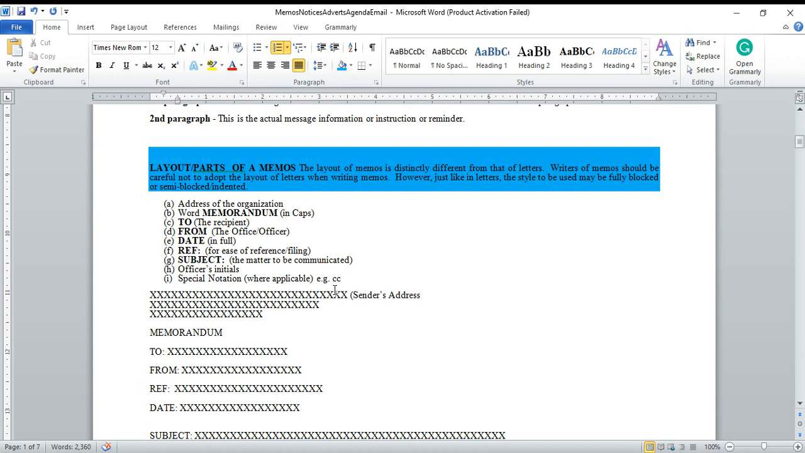CC means that the person is not the primary recipient of the memo, but needs to be aware of it. Let's take an example of a college, where the dean of students is communicating to students, then he or she will also CC the same to the principal. In other words, the primary target of the communication is the students.